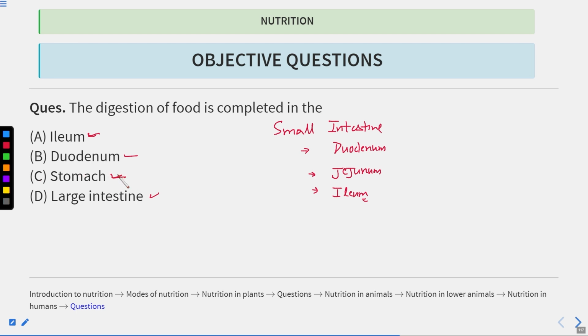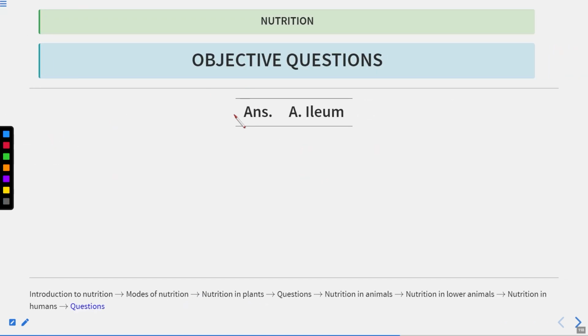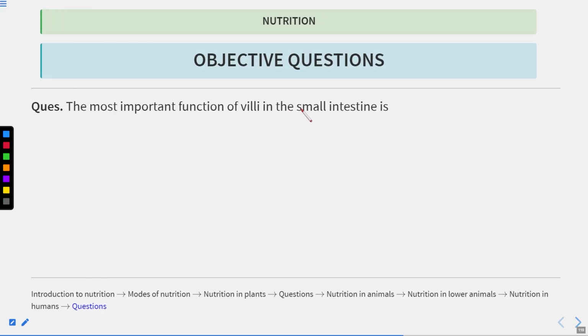Stomach is before the small intestine. So stomach leads to small intestine, and stomach is connected to the duodenum, which is the first part of the intestine. So in stomach, what happens? Digestion takes place, but the complete digestion takes place in the small intestine. Large intestine, we have already seen absorption of water takes place. So option A and option B we should consider. And what will be the answer among these? Ileum is the correct answer. So ileum is the last part of the small intestine, and digestion is completed in the ileum, which is the last part of the intestine.